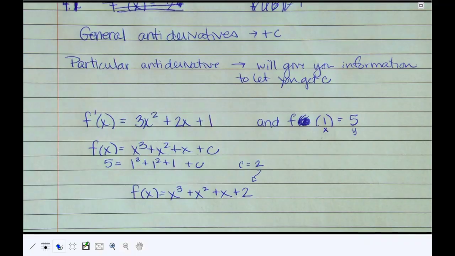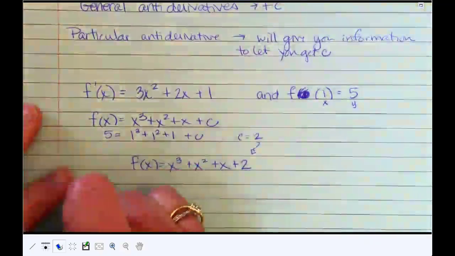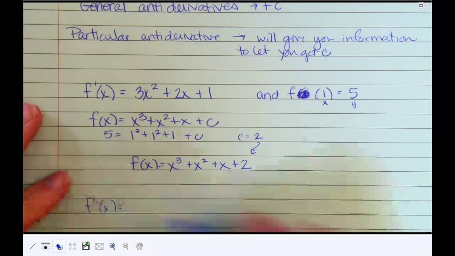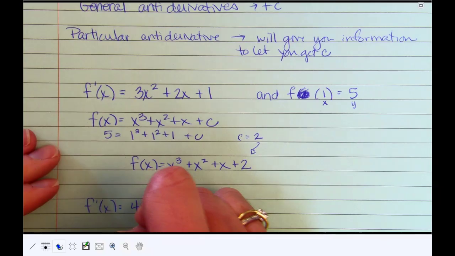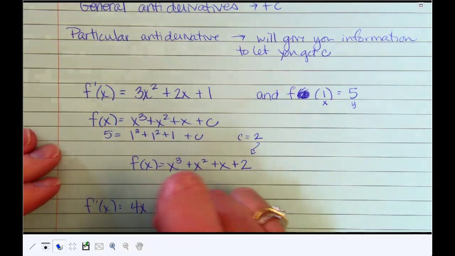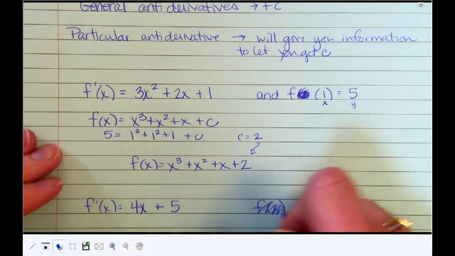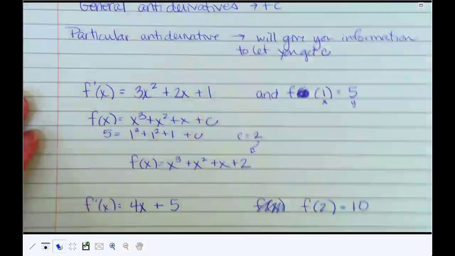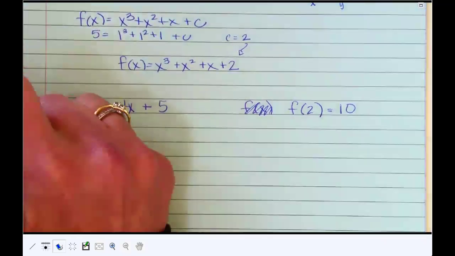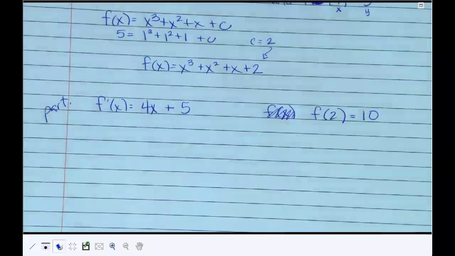So let's say we've got f prime of x is equal to 4x plus 5, and let's say f of x, nope, sorry, it's got to be a number, f of 2 is equal to 10. Okay, why don't you find me the particular antiderivative, please?